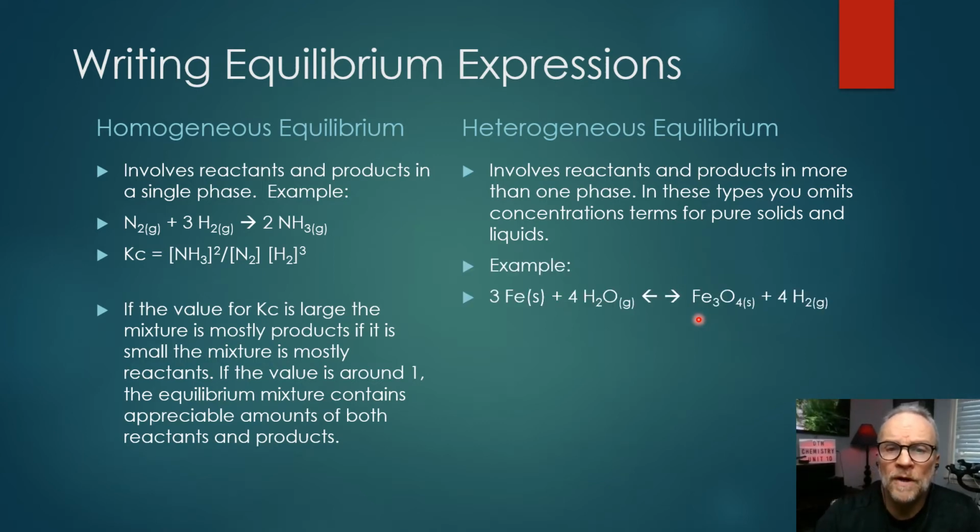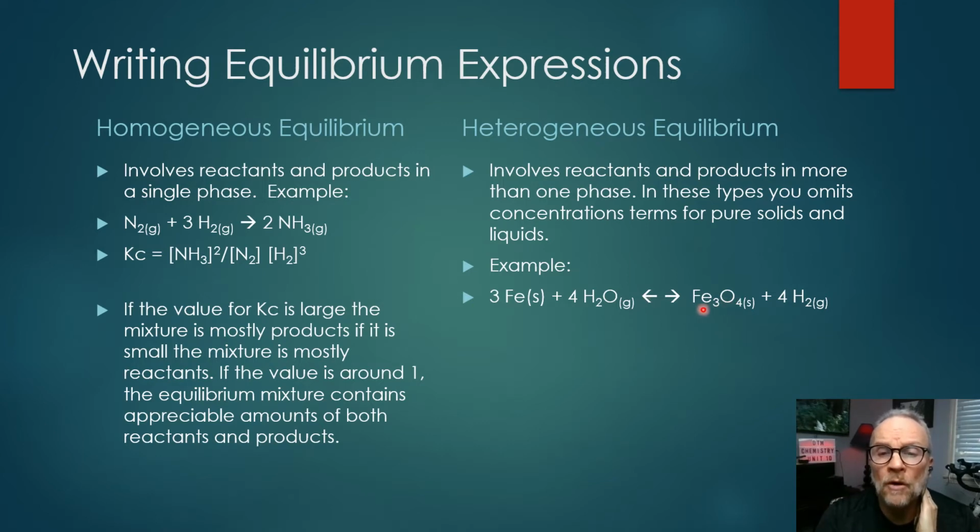So an example here is one where we have iron and water in the gaseous state. The products here are iron oxide, it would be iron 3 oxide, and hydrogen. And so the only things that will appear in the equilibrium expression are things that are not pure, that are the gaseous states here. Here we have solids that will not be included in the expression.